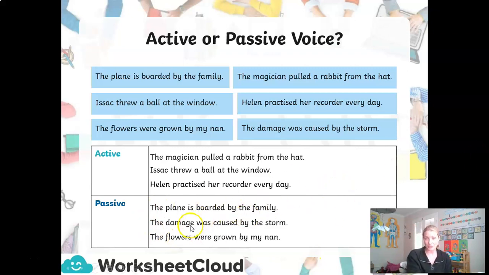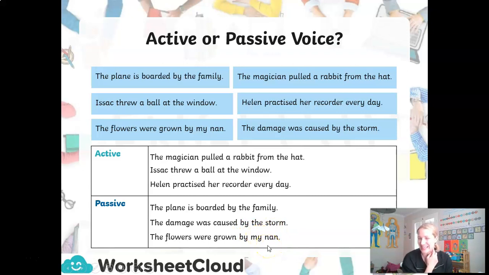The damage was caused by the storm. The damage is the object. Yeah? Was caused is your verb. The storm is your subject. The flowers were grown by my nan. The flowers is your object. Grown is your verb. And my nan is your subject.